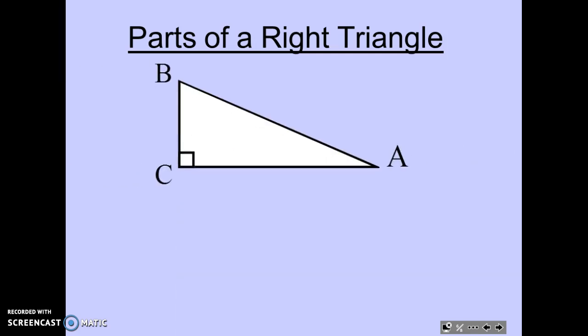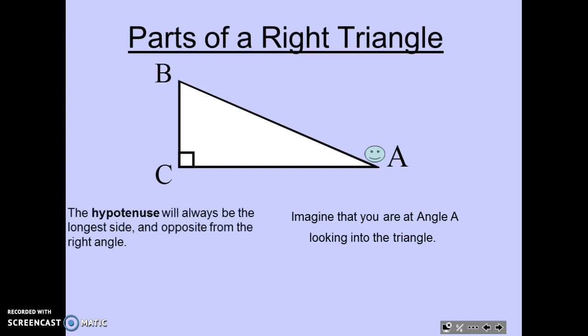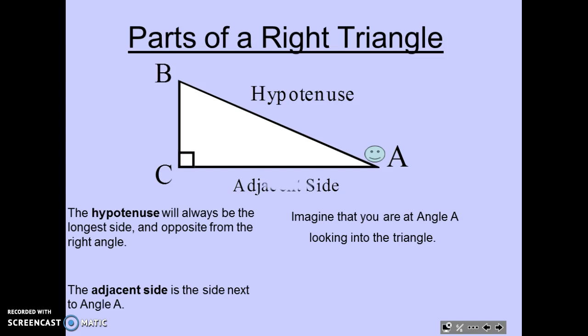Okay, parts of a triangle. The main part is to know how to name it. So let's just say that we're going to start at angle A. What would I call this top line right here? That would be my hypotenuse. What would I call this one down here? Opposite, adjacent. It's next to where we are, so it's the adjacent. And the one that's across from where we are is called the opposite.